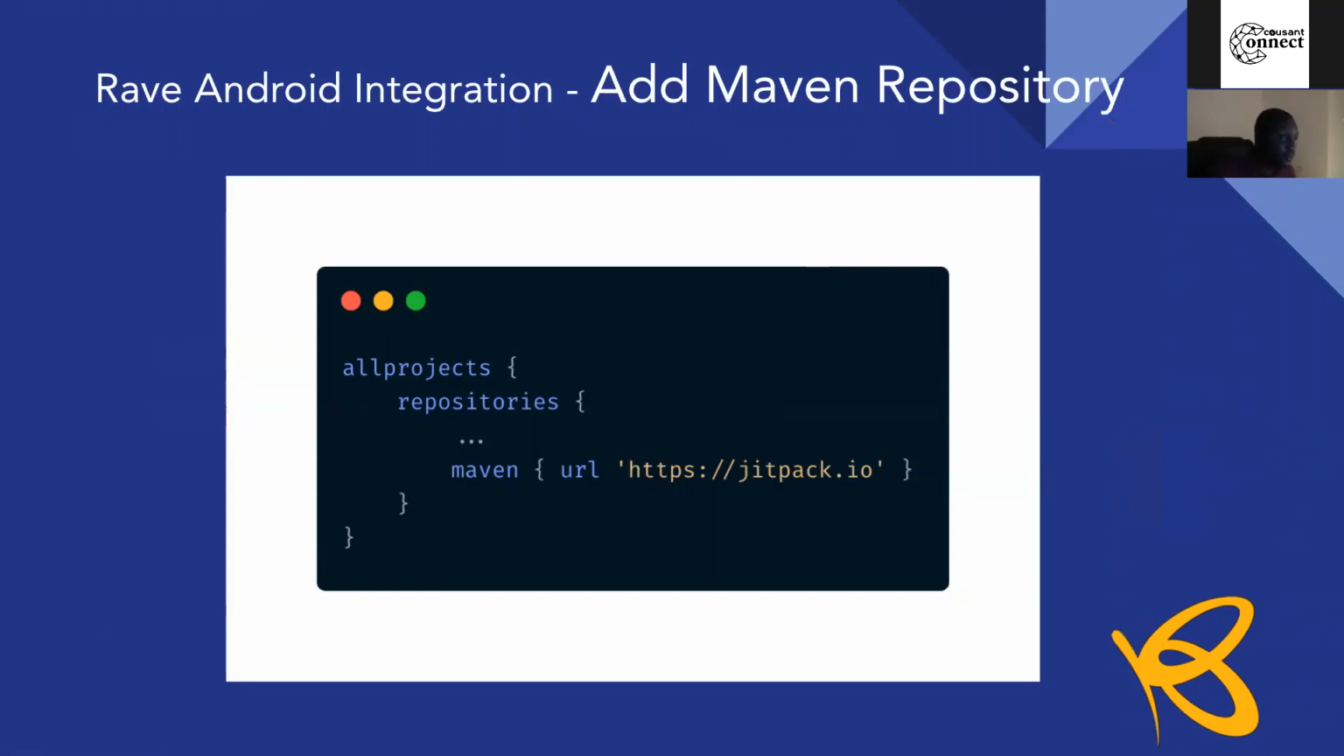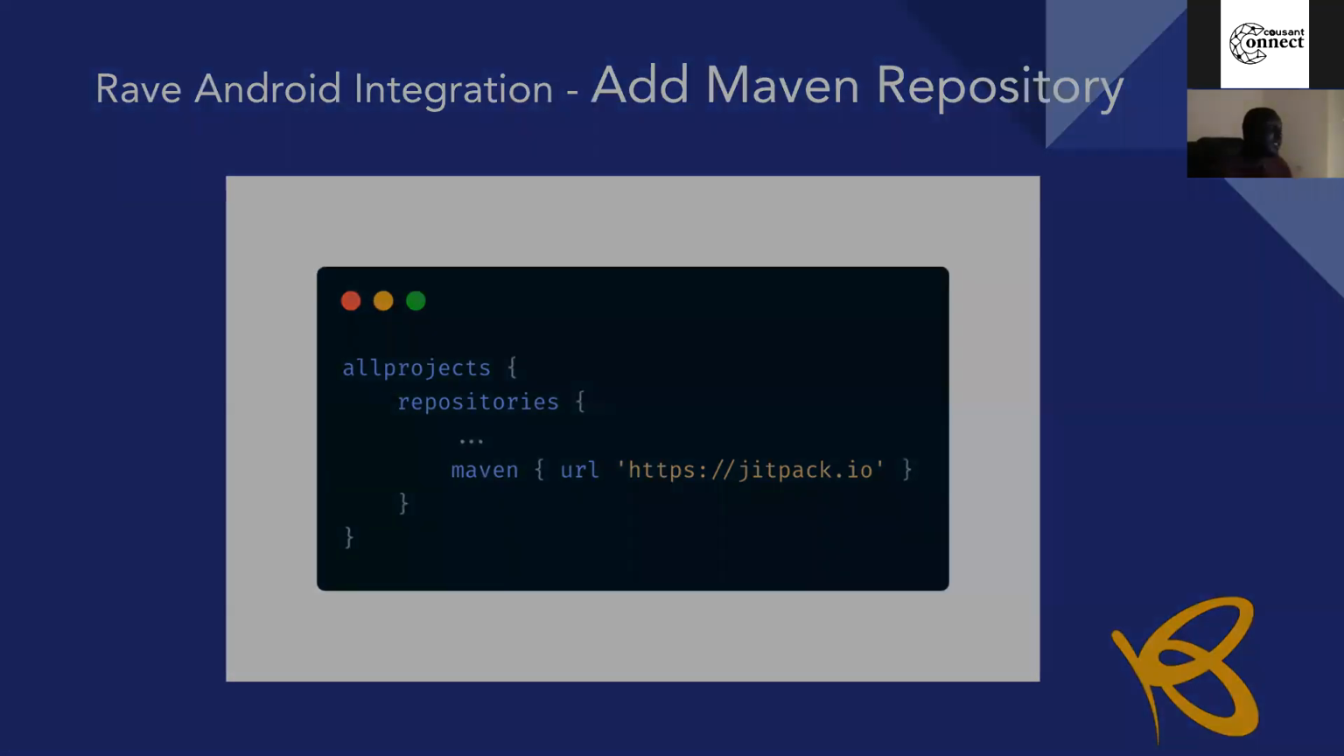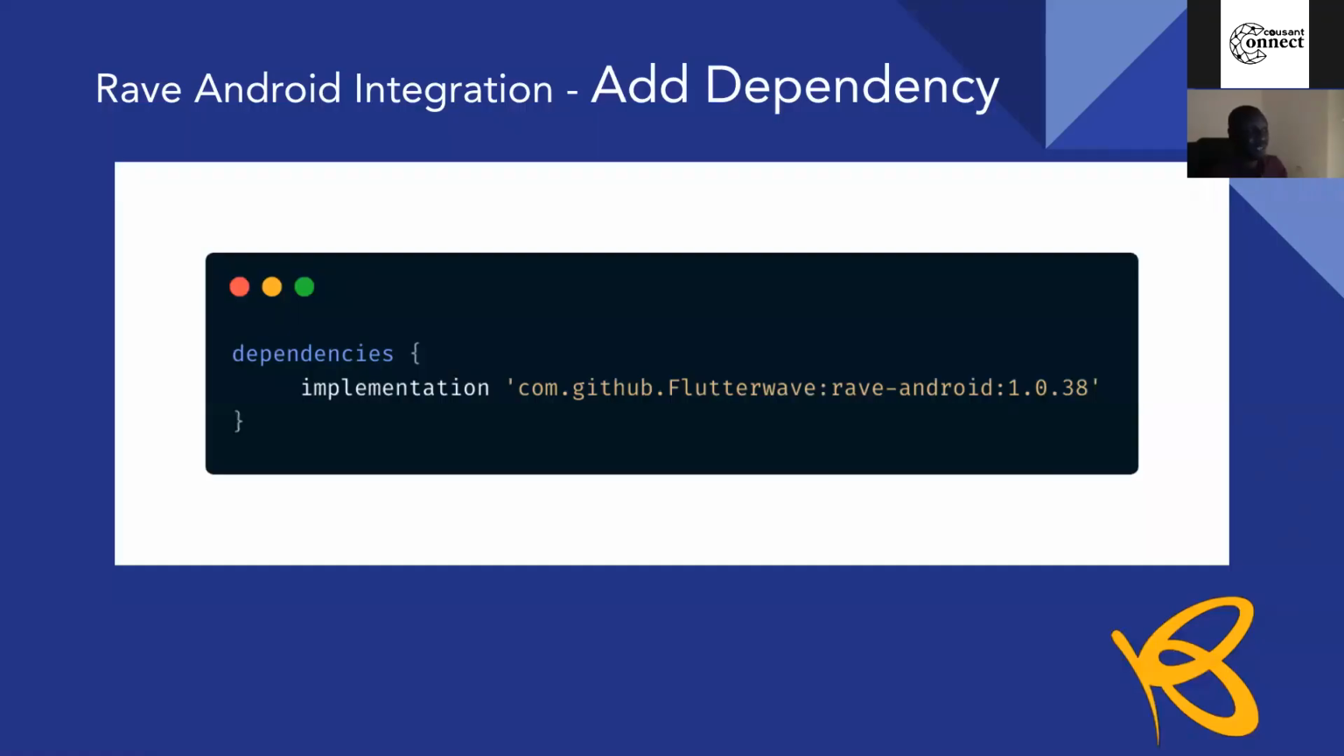So the first thing you do is you add the Maven repository to your top level Gradle file. Then you add the Rave Android dependency in your app's build.gradle file, right? So this number might change because this is the current version. It might change, it might increase. Probably when you're seeing this video it'll be on 1.0.39, but you can always check the documentation to get the latest version of the SDK.